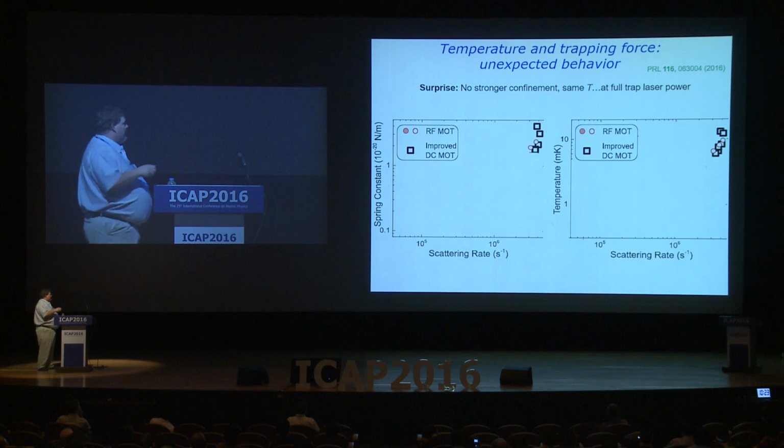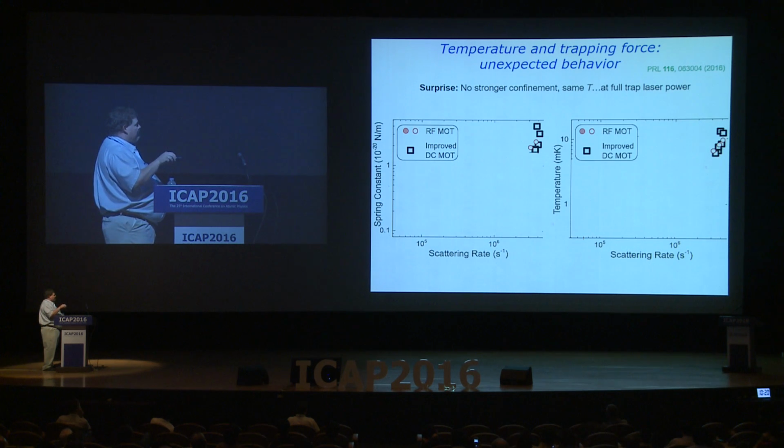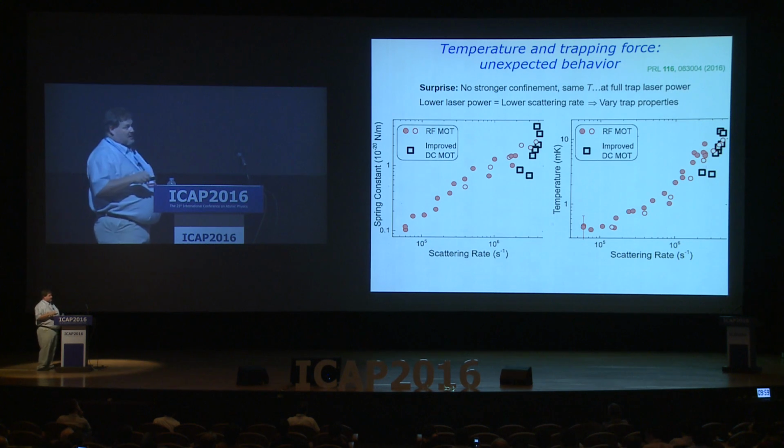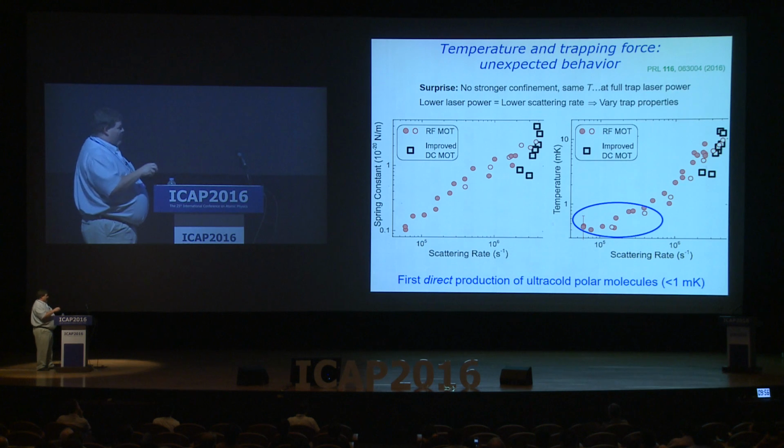It looked no different. But what proved to be interesting was if we took this MOT and started turning down the trapping laser power, and the DC MOT went away almost immediately when we turned down the trapping laser power, but the RF MOT persisted to extremely low powers, and in the meantime, the temperature in the RF MOT plummeted as we turned down the trapping laser power, and this was quite unexpected. And I'll just point out that you can see very clearly we're able to produce MOTs with temperatures well below 1 millikelvin. So this was, along with simultaneous results from Gerard Rempe's group with a different method, the first direct production of molecules in the ultra-cold regime below 1 millikelvin.